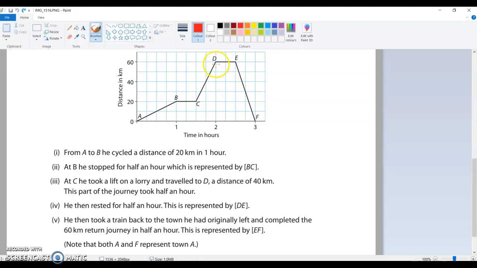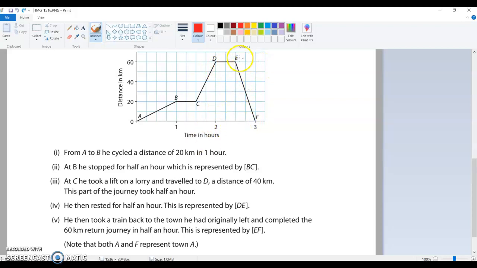At D, then he takes a rest again, so the line is horizontal, so he's staying at 60 kilometers from where he started, or from home. So there's a rest, and that is half an hour again, so it's 2 boxes. 2 boxes is 2 out of 4, half an hour.